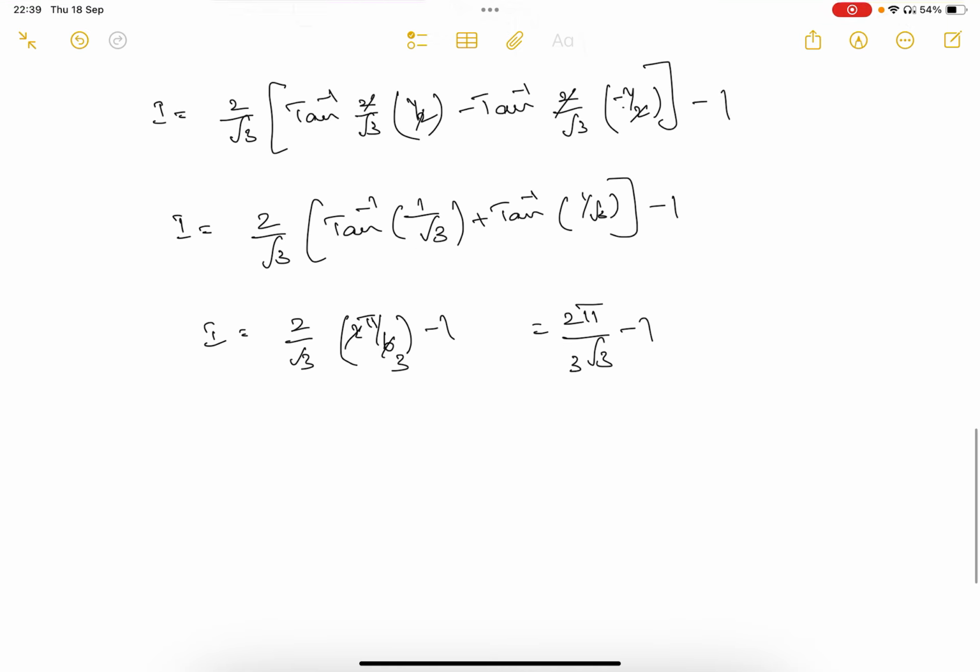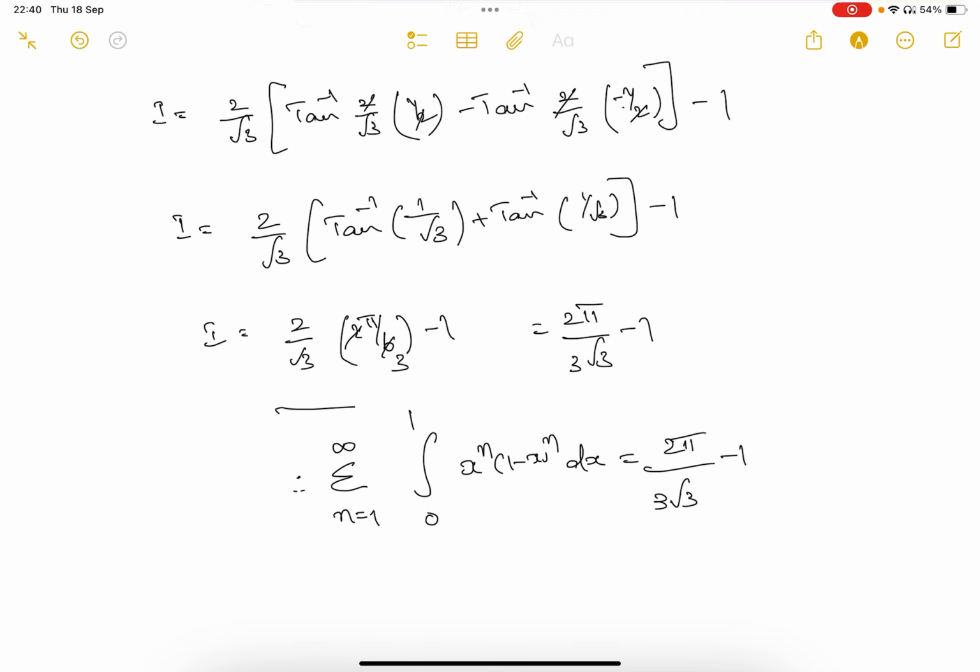So finally our solution is summation n equal to 1 to infinity, integral 0 to 1, x power n into (1 minus x) whole power n dx is 2 pi by 3 root 3 minus 1. This is the solution.